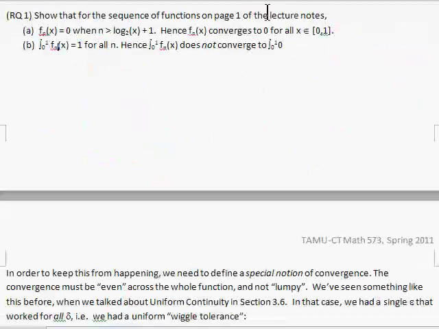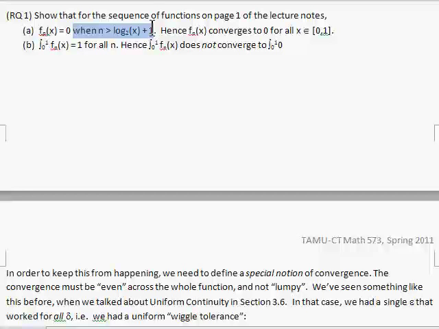Now, what I would like you to do when you hand in these notes is to go ahead and show these two things. I want to show you that the functions, as I've defined above, as it turns out that fn of x will be equal to 0 when n is sufficiently large. In particular, when n is bigger than log 2 of x plus 1.